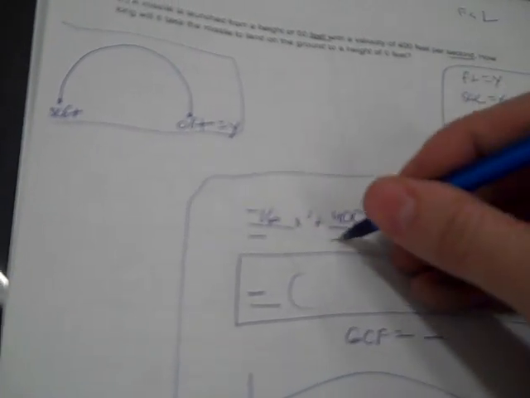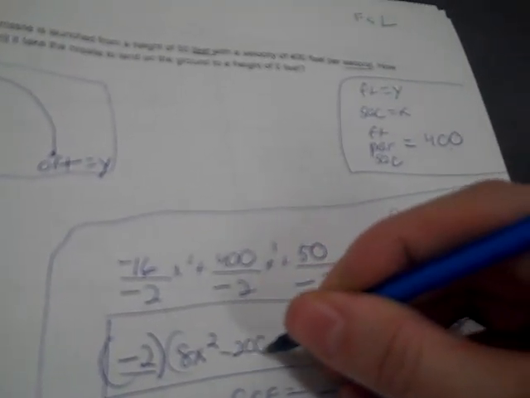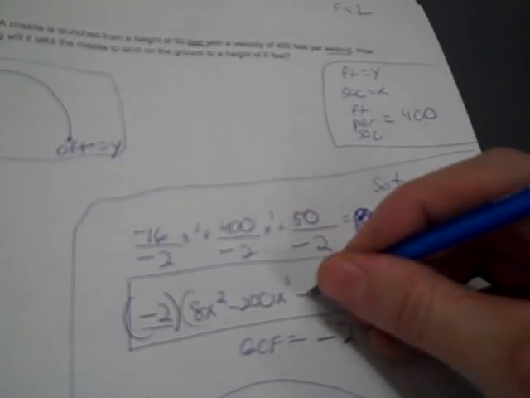Remember, once you know it's negative, get those listed. X you don't need because 50 doesn't have it. And then on my GCF calculator, I make the calculation 16, 450. And I got 2. Okay, so I will be doing negative 2 out here. I'll divide all these by negative 2. So I get positive 8x to the second. 400 divided by negative 2 is negative 200, so minus 200x to the first. Positive 50 divided by negative 2 is negative 25.